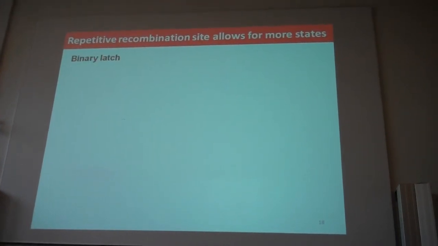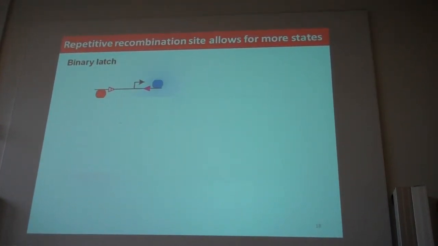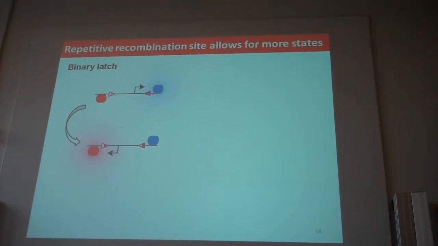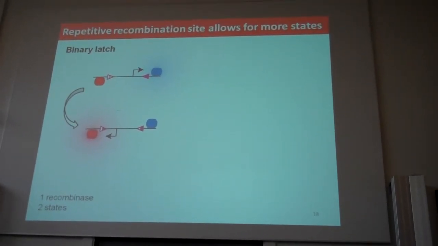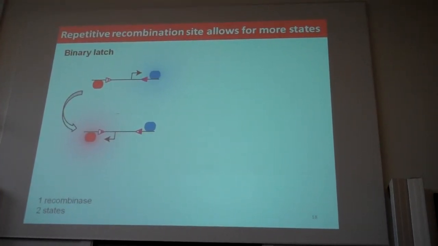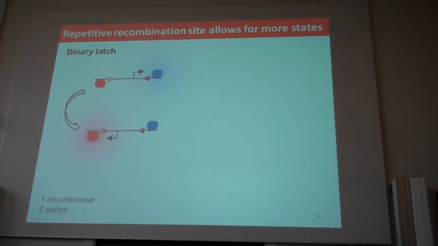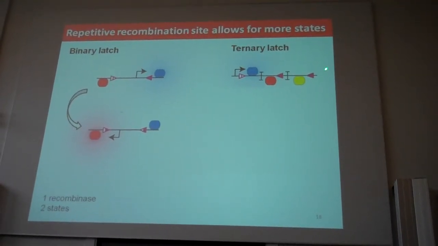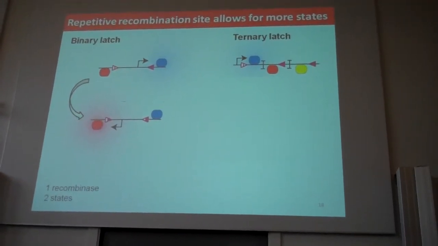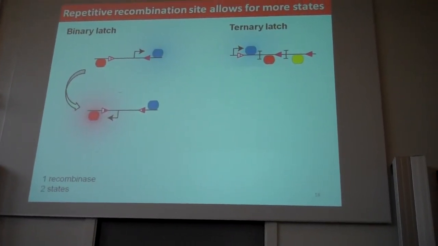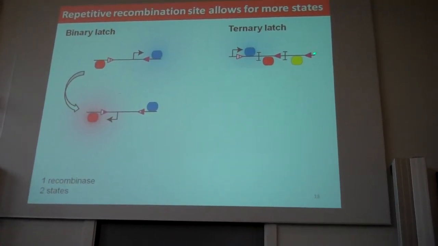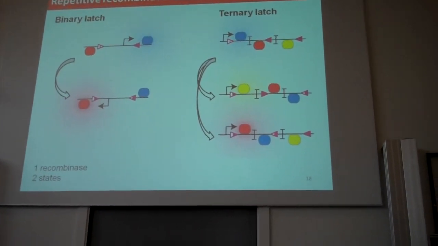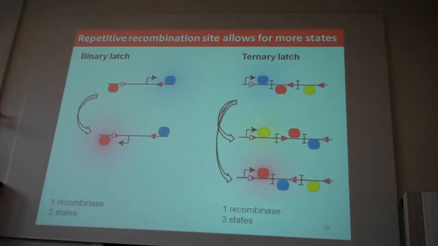If you recall the binary latch I showed you a few slides ago, you have a B side and a P side, and you have two outputs. You flip it, and you go to the other state. So in this case, you use one recombinase to go between two different states. Now let's imagine if you have more sites, more repetitive sites. For example, here I show another design in which I have two repetitive P sites and three different outputs. So when I express integrase, I can either recombine these two sites or these two further sites. So I can go up to three different states here. With the new architecture, we can use one recombinase to reach up to three different states.